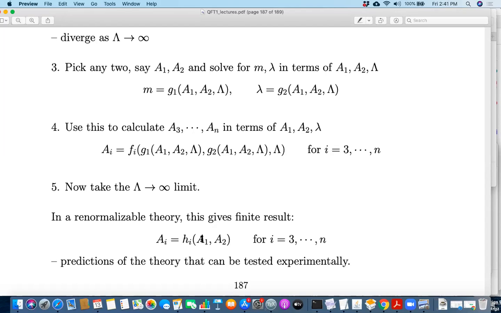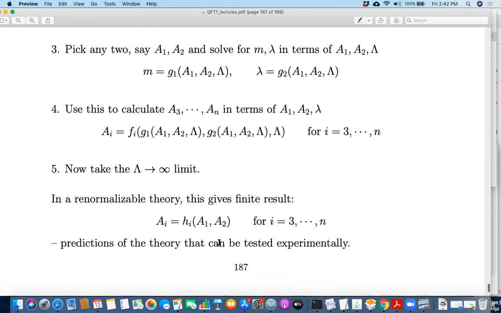And now, if you want to express everything in terms of A3 and A4, what will you do? You will write A3 as H3 of A1, A2, and A4 as H4 of A1, A2. H3 and H4 are finite functions, so you can just re-express A1 and A2 in terms of A3 and A4. And then you use that to write everything else as functions of A3 and A4 instead of A1 and A2. Is that clear? Okay, maybe I can write it here. Just one minute.